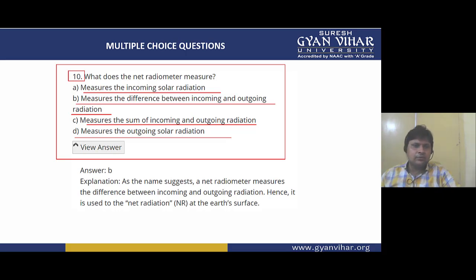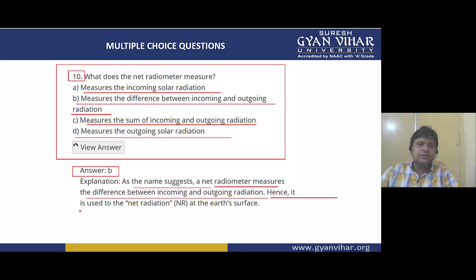Now among all the four options, you can see that what the net radiometer measures is the difference between the incoming and the outgoing radiation. So among all the options, option B is the correct one, and the explanation is: as the name suggests, a net radiometer measures the difference between incoming and outgoing radiation. Hence it is used to find the net radiation at the Earth's surface. Therefore, a net radiometer is used to find the difference between incoming and outgoing radiations.